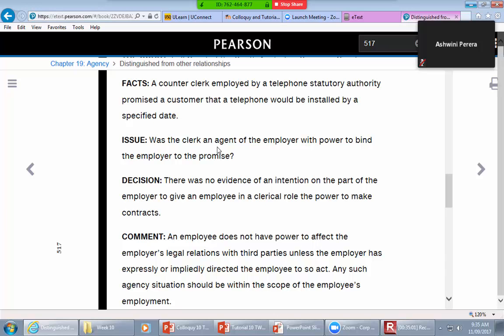So the issue then was whether this clerk was an agent of their employer, and if they were, then they would have the power to bind the employer. Meaning that if the employer fails to deliver on this promise, you, the customer, the third party, could turn around and sue them for that. What does this also remind you of? Going back to contracts, just to give you an idea of how these branches keep coming up, at least in some people's heads.